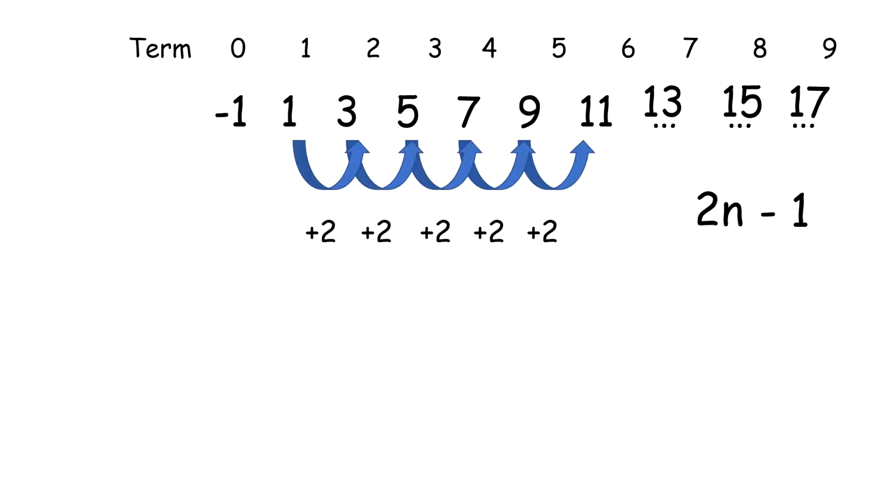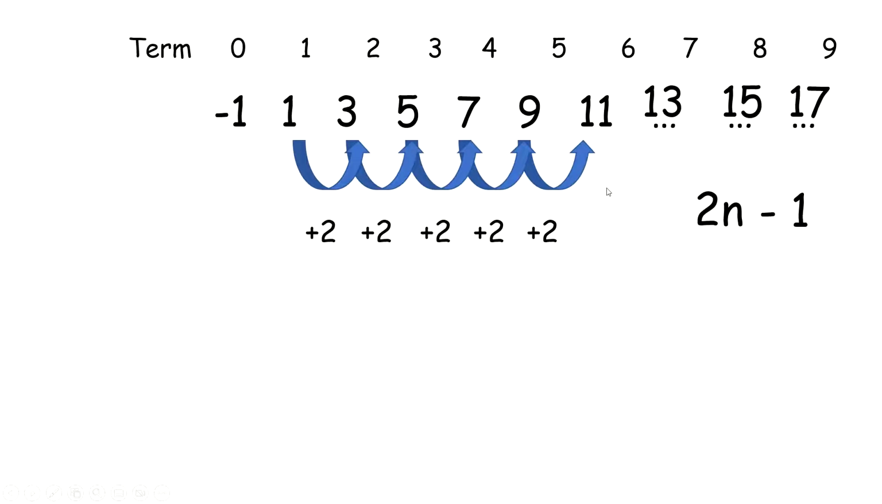I've shown a lot of steps here. Like here we've got the arrows, the plus 2s, the terms, and the minus 1 under the 0th term. But these are 1-mark questions, so I recommend just going straight to the answer.